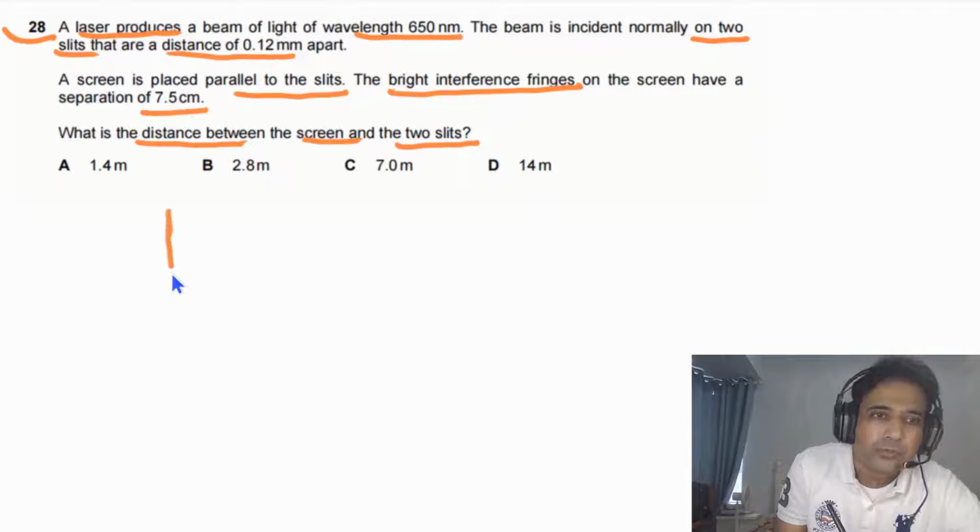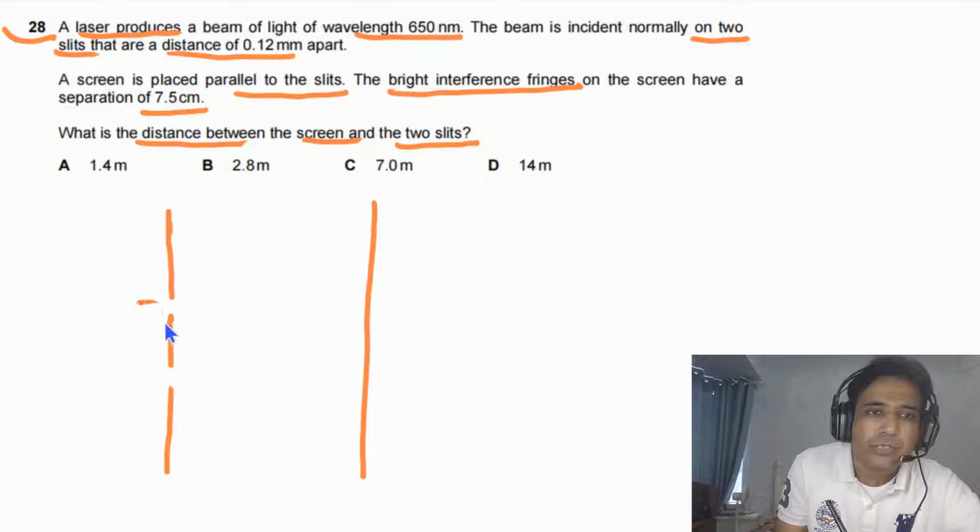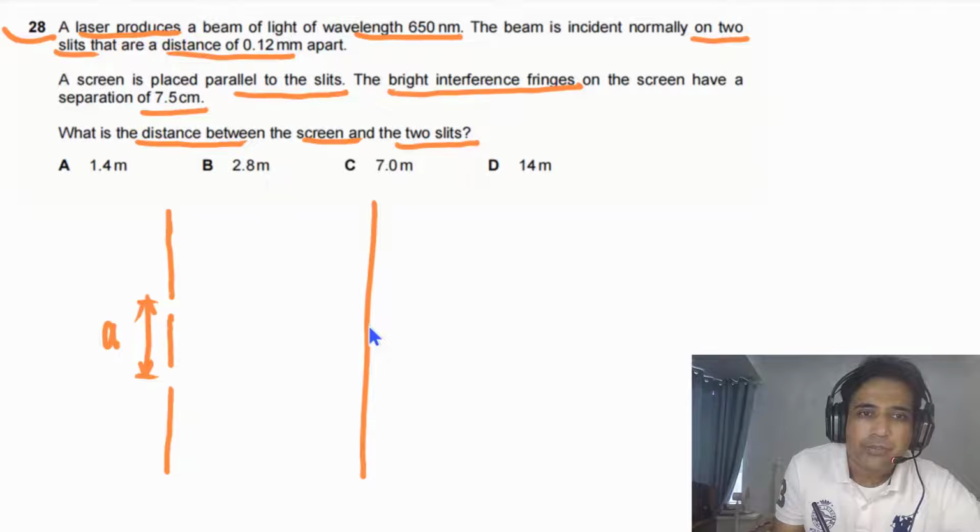First of all, simply we can draw our double slit. This question is simply about double slit. So here we have the screen. In this case, the distance between these two slits is given. We can say this distance is A. So here we have the bright fringe.